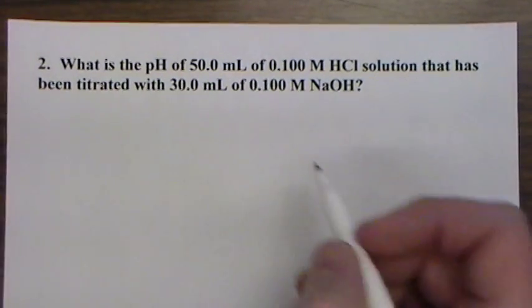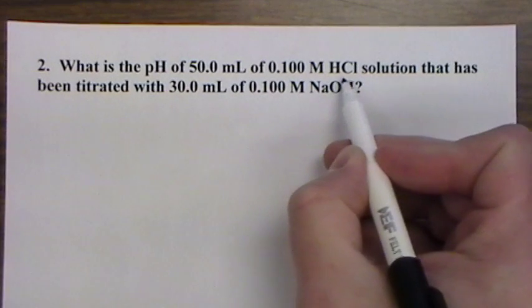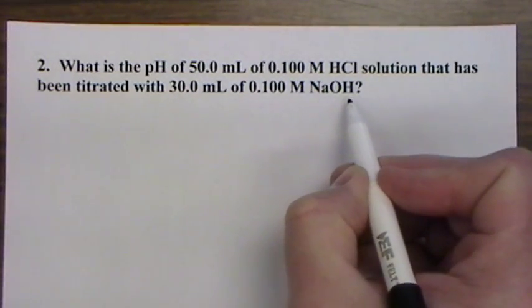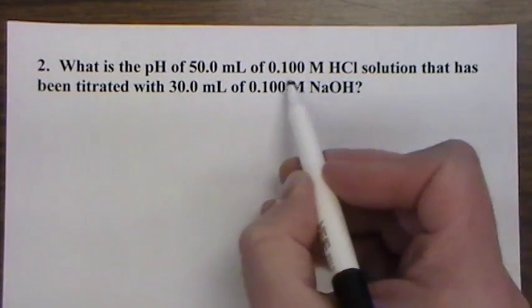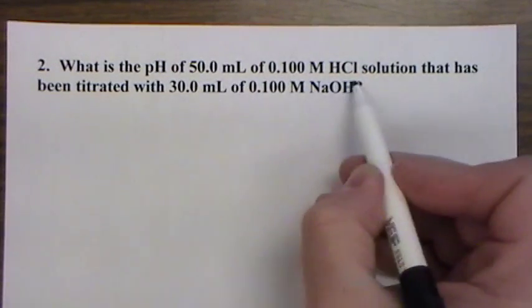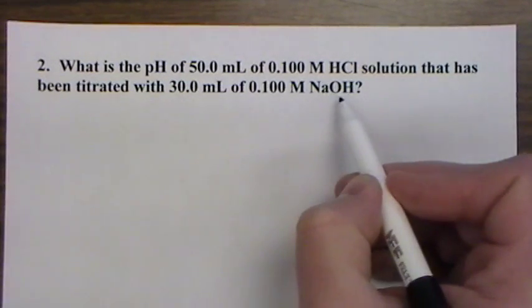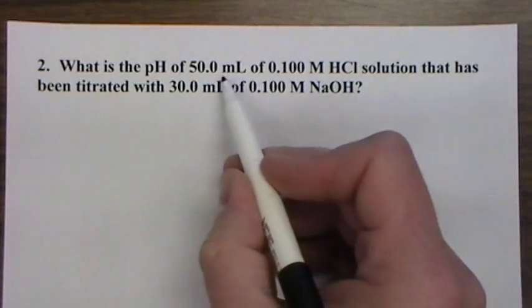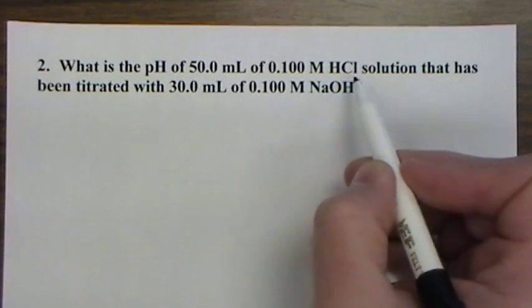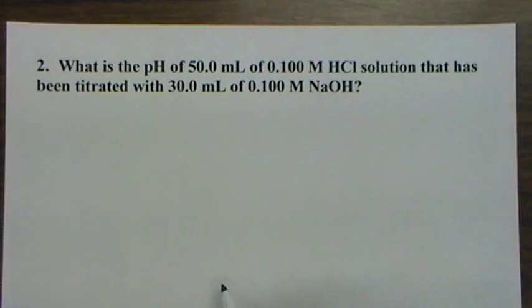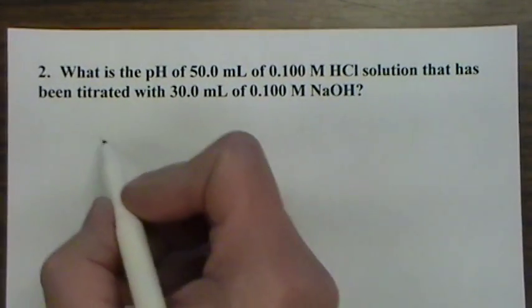So take a look here. We have 50 mL of 0.1 molar HCl and 30 mL of 0.1 molar sodium hydroxide. So you can see that we have more at the same concentration. We have more acid than base, so all the base should be used up and leave only behind the acid. So since we're titrating, we're mixing, so we're going to have to convert to moles. So let's do that now.